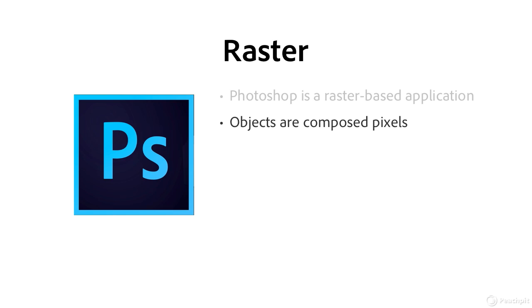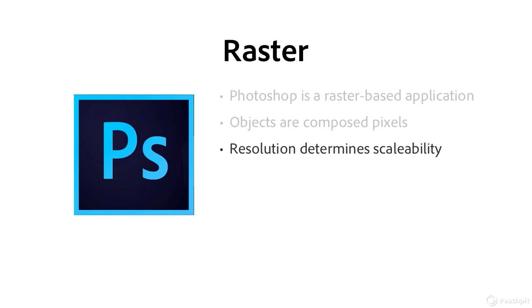So photographs, for example, are composed completely of pixels. These files have a certain number of pixels per square inch, referred to as resolution. The resolution of a raster-based image determines its scalability, or the amount at which it can be scaled. Usually we mean to a larger dimension. Because of these characteristics, files created in Photoshop and other raster-based programs are resolution dependent.